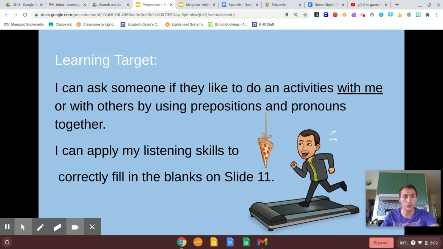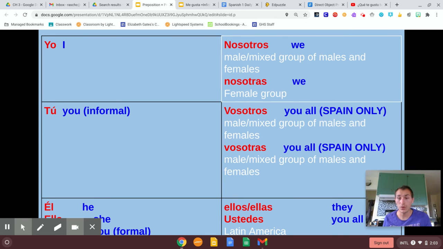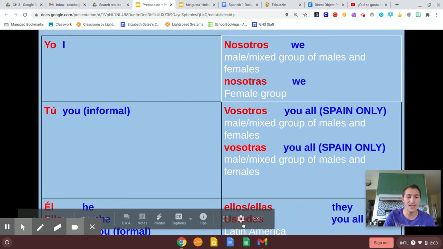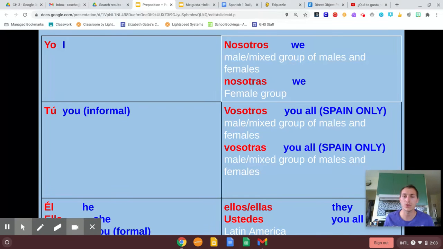So let's review what the pronouns are. Yo, that's an old pronoun. You remember pronouns are words to put in place of nouns. They are miniature words for nouns. Like yo is I. Instead of saying señores, I can say I. Tú, you. Él, ella, usted, he, she, you formal. Nosotros, we. Vosotros, vosotras, you all. Ellos, ellas, they. And ustedes, you all.